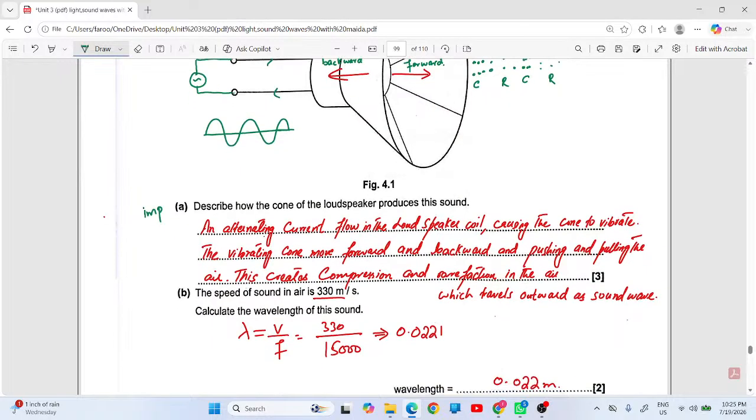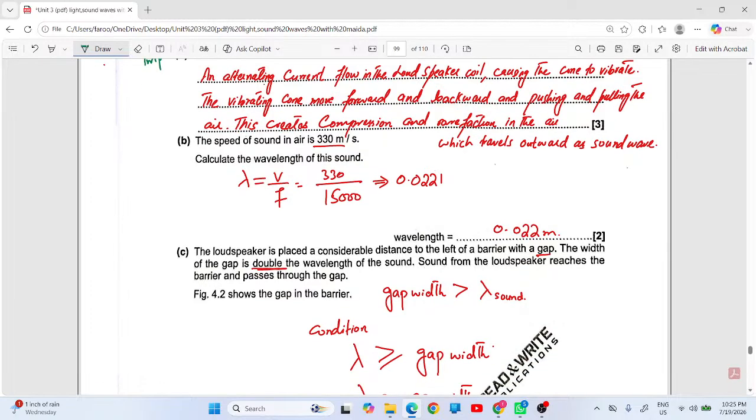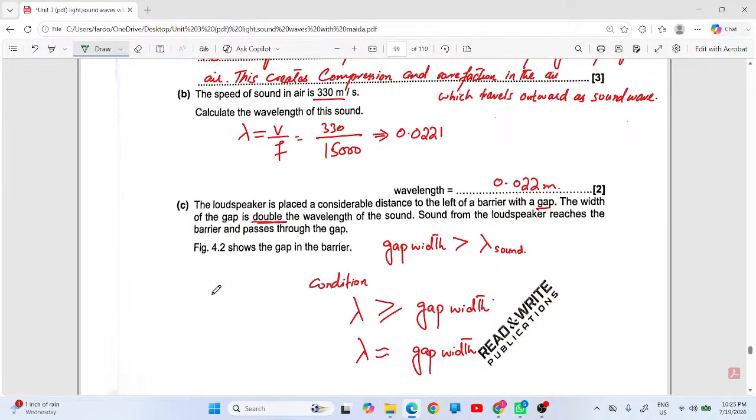Next, the speed of sound in air is 330. We have to find the wavelength. Lambda equals v over f. v is 330 and frequency is already given, 15,000 hertz. Divide them, you will get 0.022. The loudspeaker is placed at a considerable distance to the left of the barrier with a gap, so the sound from the loudspeaker travels through that gap.